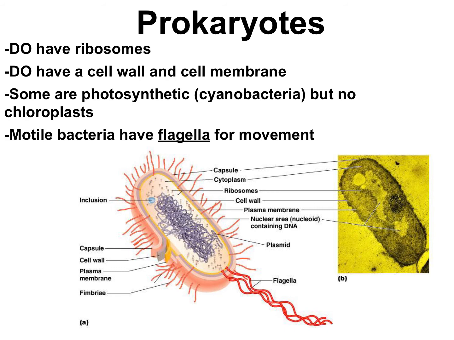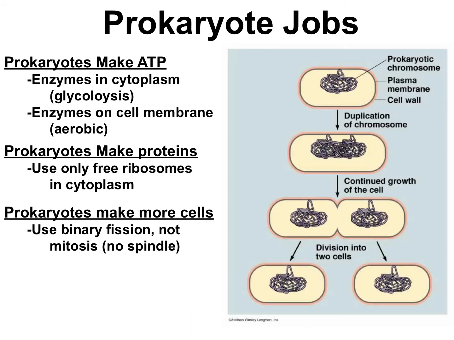First, prokaryotes have ribosomes, a cell wall, and a cell membrane. And some prokaryotes, like cyanobacteria, can do photosynthesis, but they don't have chloroplasts. Bacteria that move around often use flagella to move, and these flagella whip around back and forth or twirl around to propel a bacteria forward through fluids. Just like all cells, prokaryotes make ATP, prokaryotes make proteins, and prokaryotes make more prokaryotic cells.